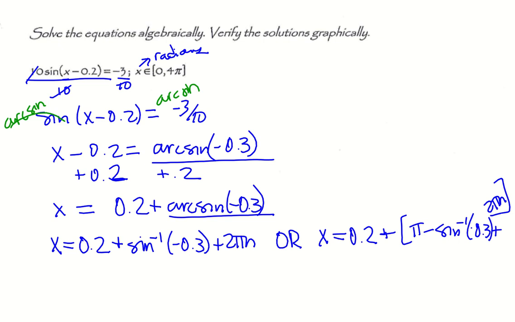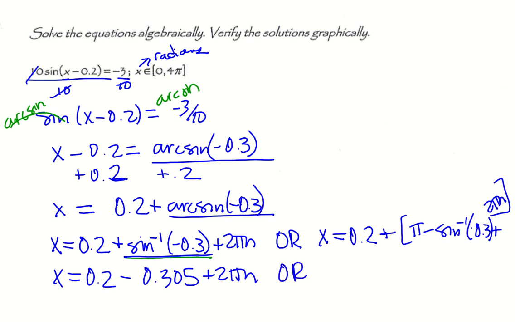Now we go to our calculator and we plug in this inverse sine of negative 0.3, and we get that x is equal to 0.2 minus 0.305, that's what our inverse sine of negative 0.3 is, plus 2 pi n. Or we get x is equal to 0.2 plus pi minus our negative 0.305 plus 2 pi n.